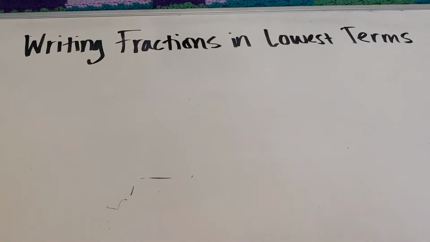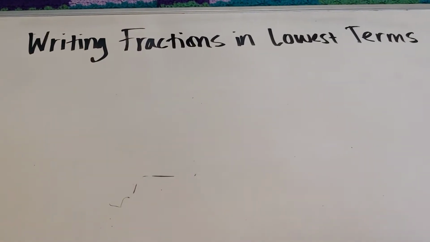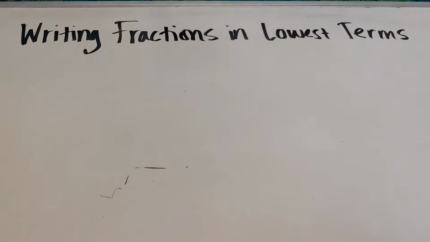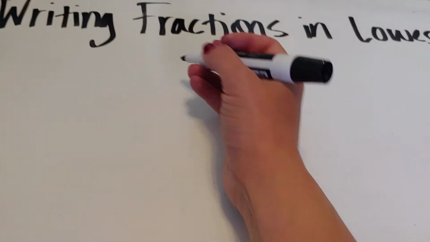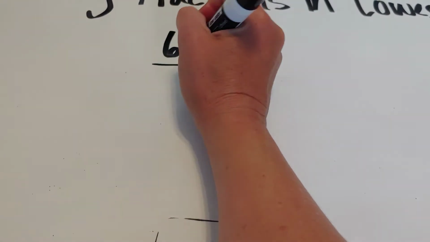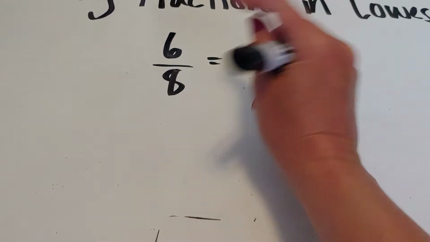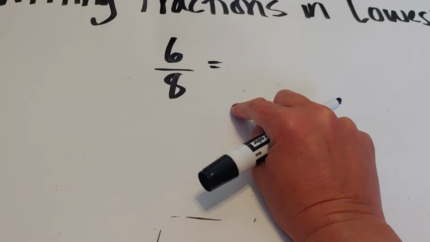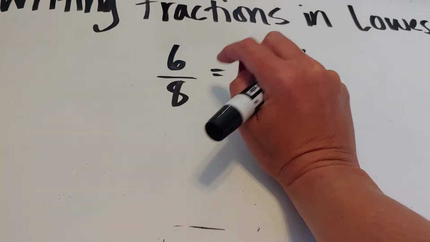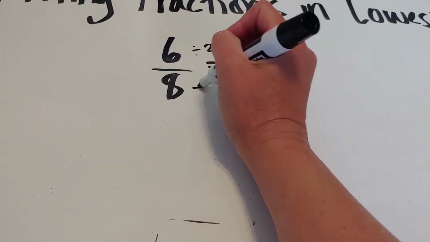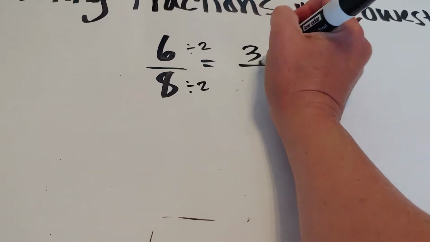In this video, we're going to be looking at writing fractions in lowest terms. In my day, we called this reducing fractions. Maybe you remember it as simplifying fractions, but the idea being that if I had 6/8, how could I reduce that or write it in lower terms? So many of you probably recognize this as that both are divisible by 2, so I would get 3/4.